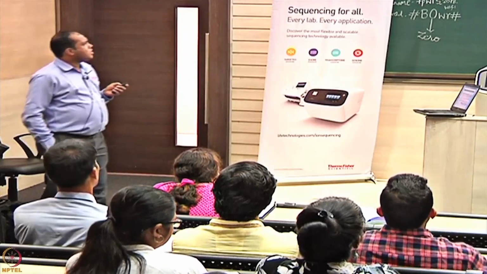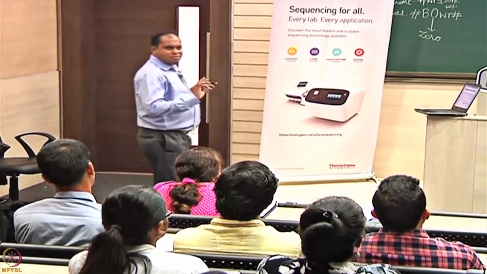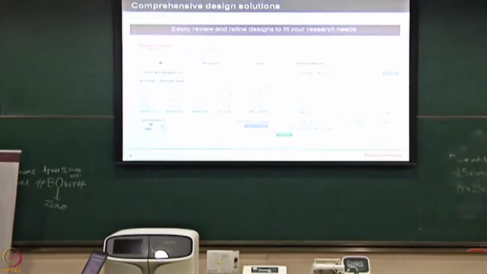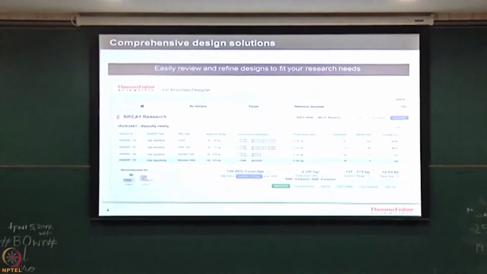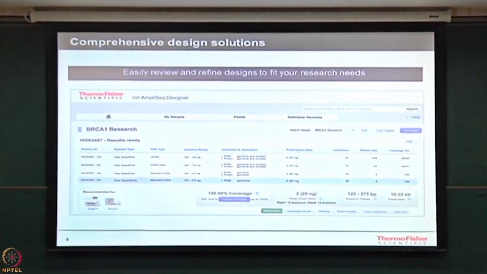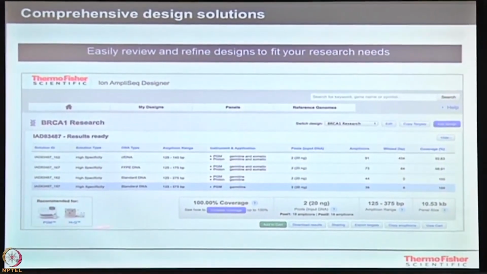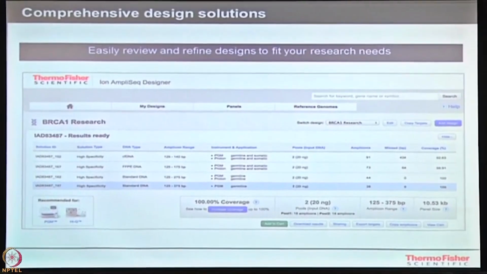So what happens with the design? I'll just give you a small example of a BRCA gene, the BRCA1 gene which has been designed over here. So you can see the BRCA1 gene, and then it says what DNA types you want to go for. Now what happens in your data?